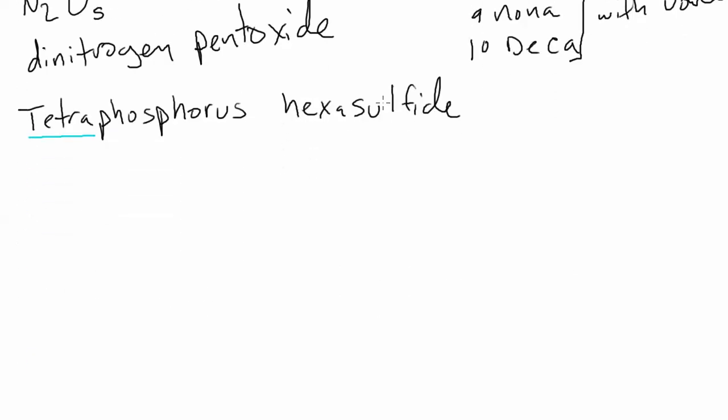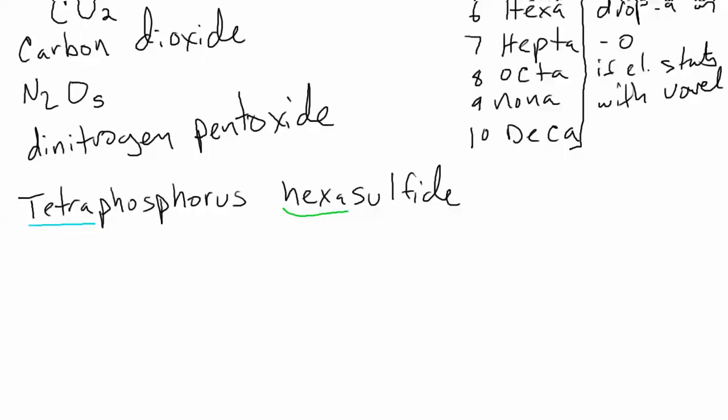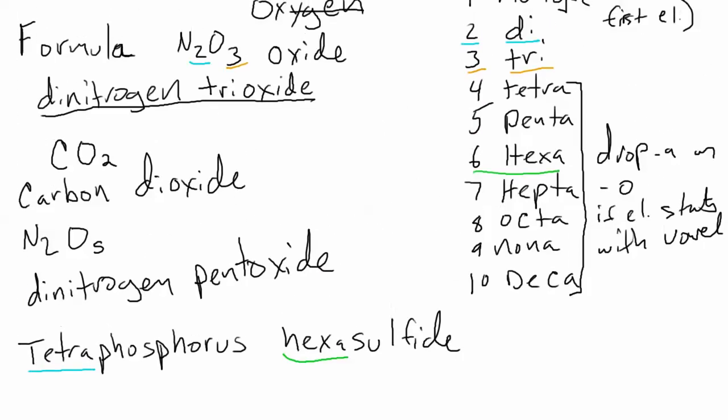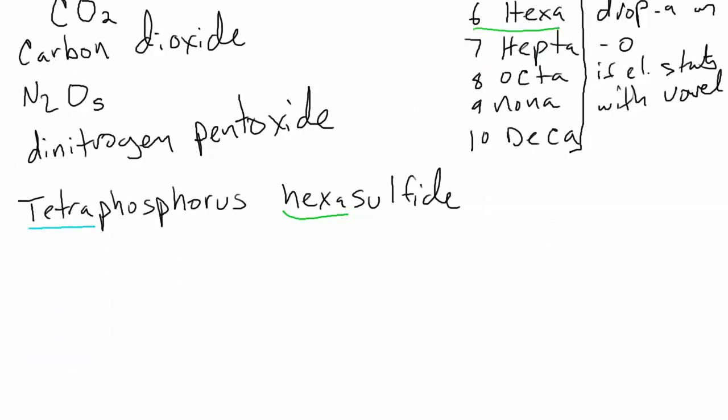Now on the second part of the name, hexasulfide, I see another prefix, hexa, and hexa is the prefix for 6. So tetra means 4 and hexa means 6. I have tetraphosphorus. Phosphorus's symbol is P, and it's tetraphosphorus, so P4. The prefix tetra means 4.